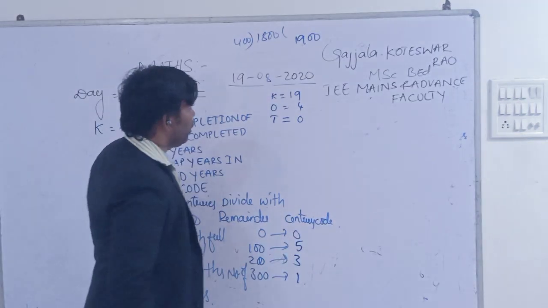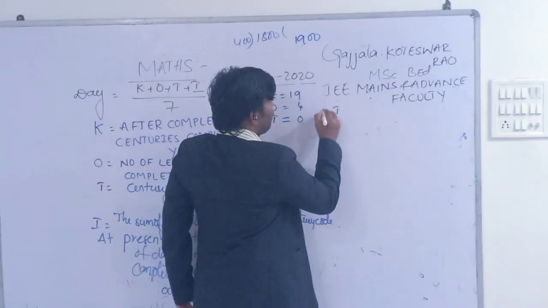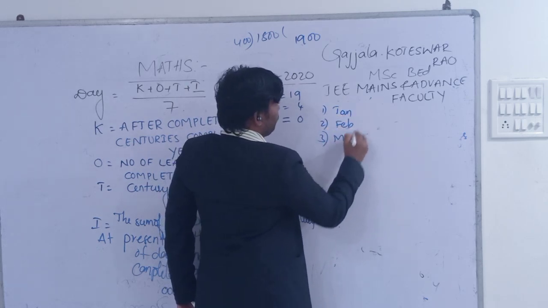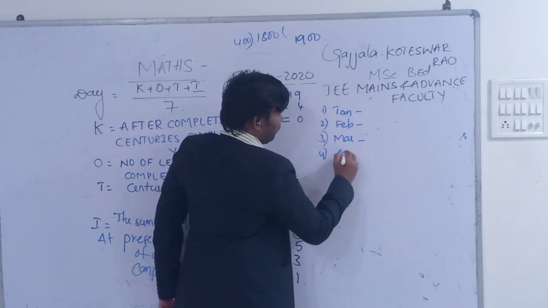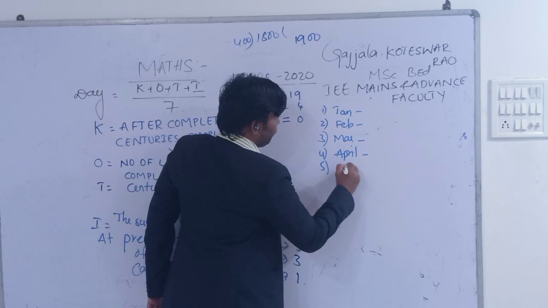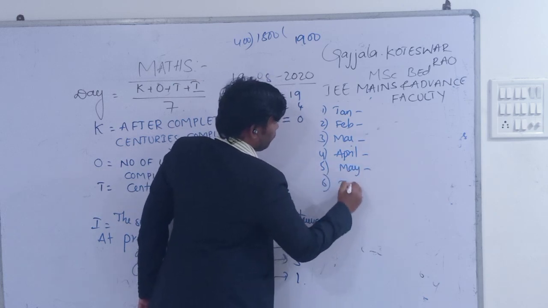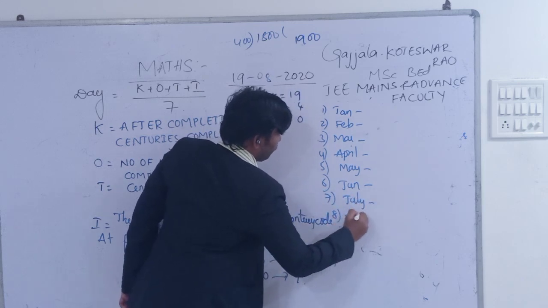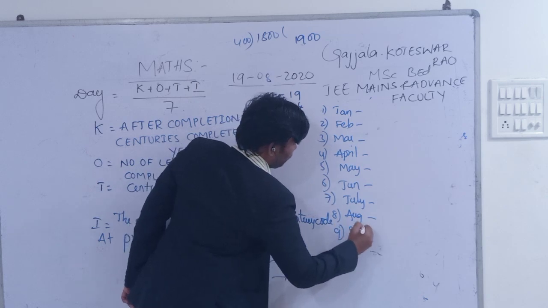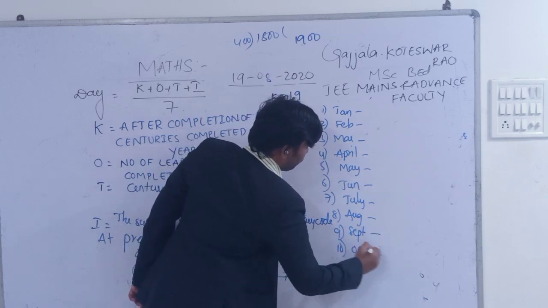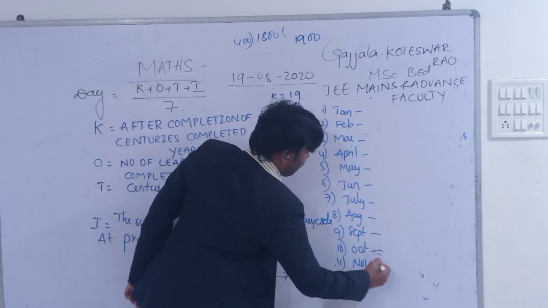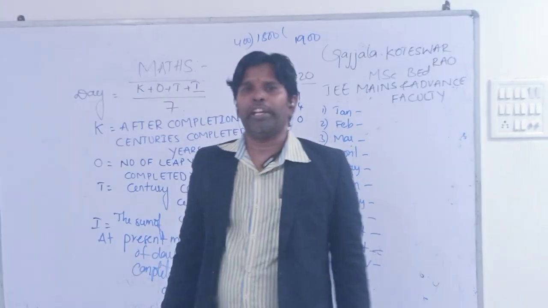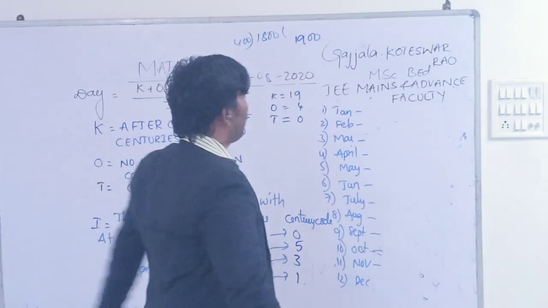Now there are 12 months in a year: January, February, March, April, May, June, July, August, September, October, November, and December. Here, January has 31 days. If we divide by 7, the number of odd days remaining will be 3.